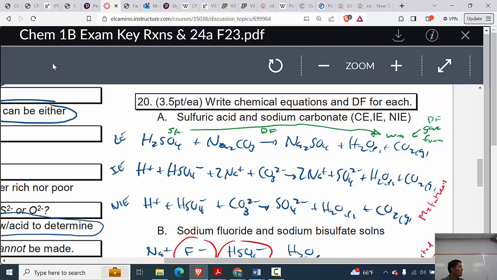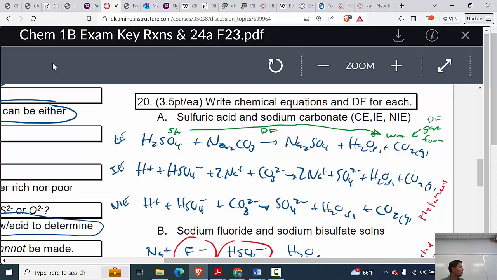So the first one's metathesis. Here we had 2 driving forces. Some people wrote both, and some people wrote 1. All you need is 1, and I mentioned that, but if somebody wrote both, then I gave them full, and if somebody wrote 1, I just took off a small amount.